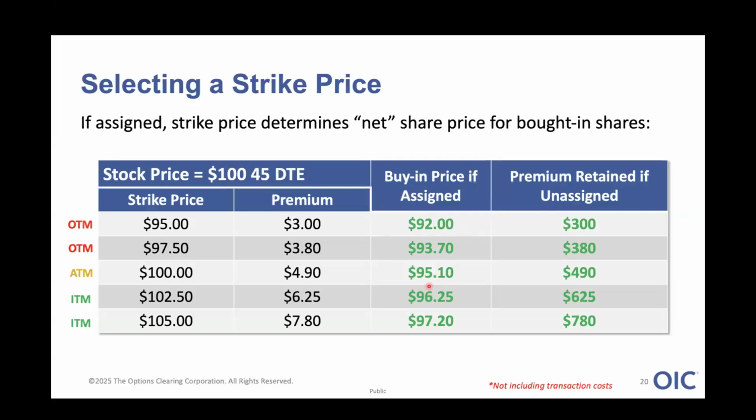So once again, take the premium that you're going to receive for those puts, subtract it from the strike price to get your overall break even, and see if you're comfortable buying those shares at that level. This is the premium retained if the puts are unassigned. If the stock rallies and closes at 106 at expiration, you're not going to get assigned. You're going to keep this full $7.80. That's yours to keep.